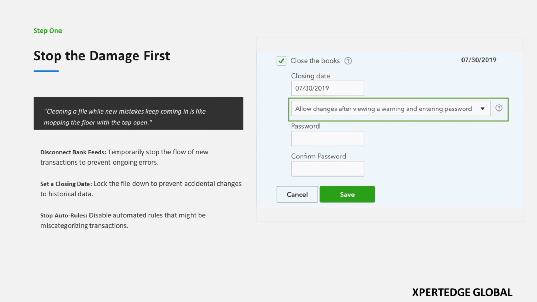Before you fix anything, the first rule of cleanup is simple. Stop making it worse. Trying to clean QuickBooks while new mistakes keep coming in is like trying to mop the floor while the faucet is still running. Temporarily disconnect bank feeds so new transactions don't keep piling up, set a closing date so historical data can't be accidentally changed, and pause any automation rules that might be miscategorizing transactions. This gives you a stable starting point.